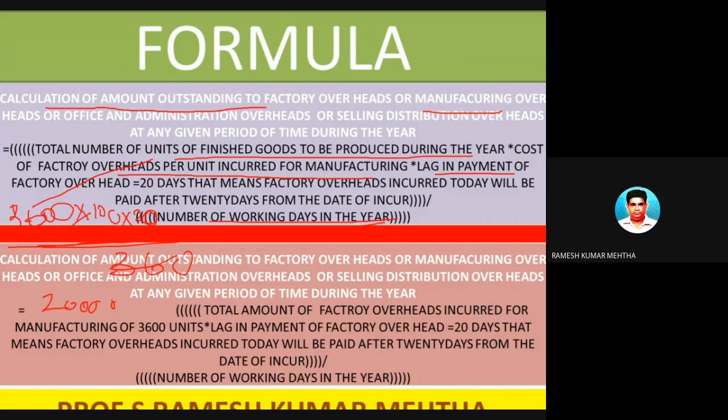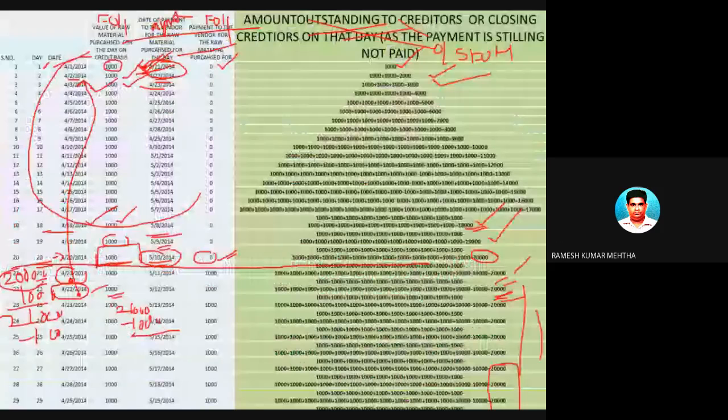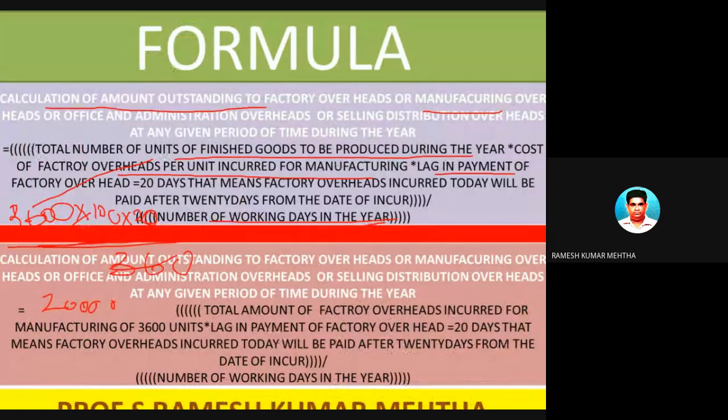So instead of a lengthy process like this, this is the way you can derive the formula. Another form of the formula: this particular part is nothing but 3,600 into 100 rupees, where 100 rupees is the factory overheads per unit. To manufacture 3,600 units, you get 3,60,000, which is the total factory overhead. So you can replace this with the total factory overheads incurred for manufacturing 3,600 units, that is 3,60,000, into the lag in payment of factory overheads, 20 days, divided by 360, the number of working days. You again get 20,000 rupees. So these two formulas can be used.